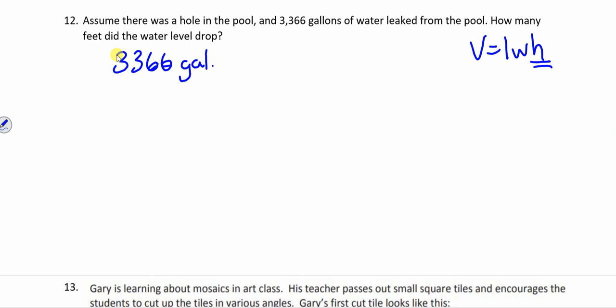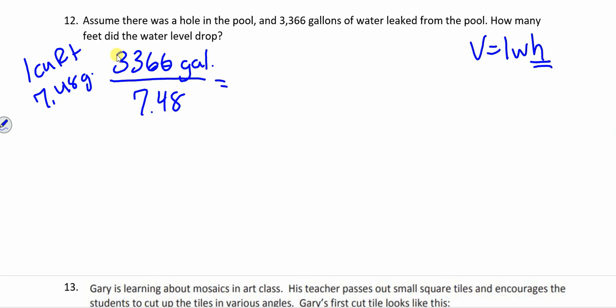Well, I know that according to this, there are 3,366 gallons lost. For every 1 cubic foot is 7.48 gallons. So I can reverse this. Take 3,366 and divide it by 7.48. I can find out how many cubic feet were lost. So 3,366 divided by 7.48 gives me 450. So we lost 450 cubic feet of water. Now, I've got cubic feet. This right here is my volume.